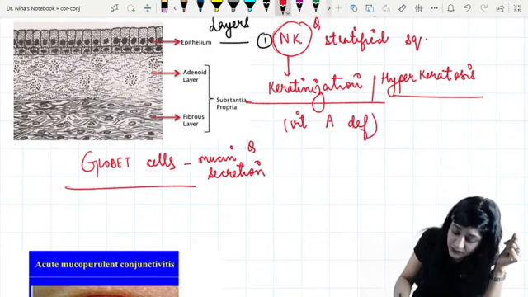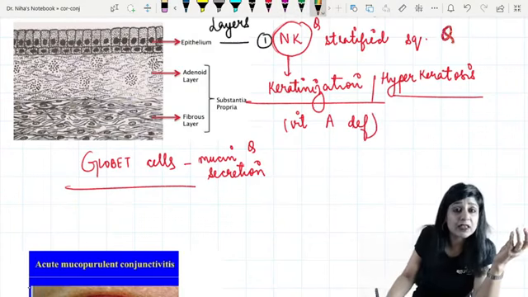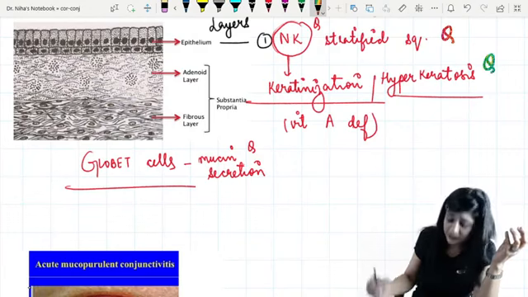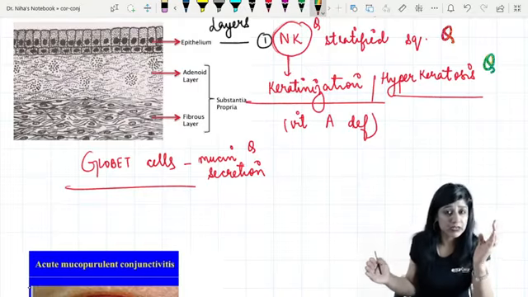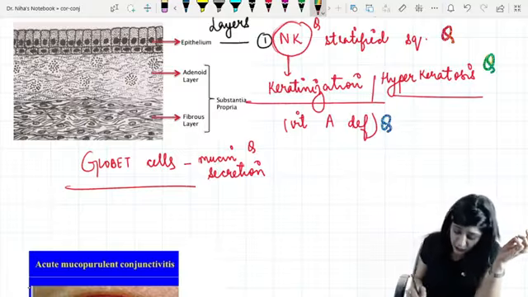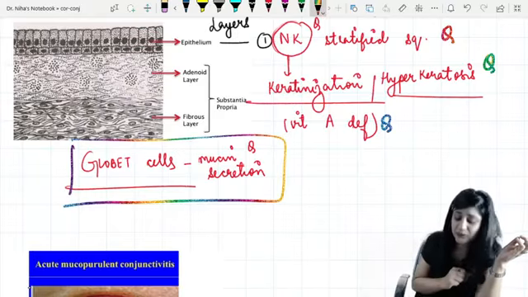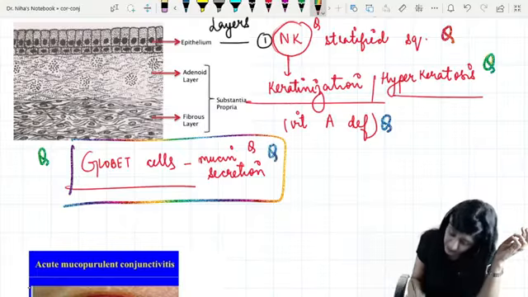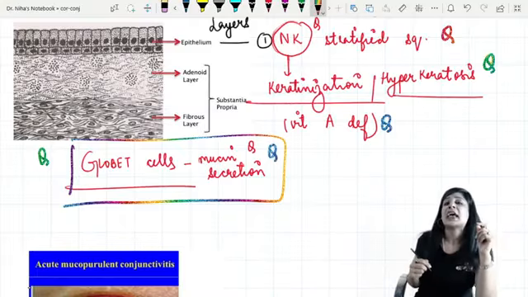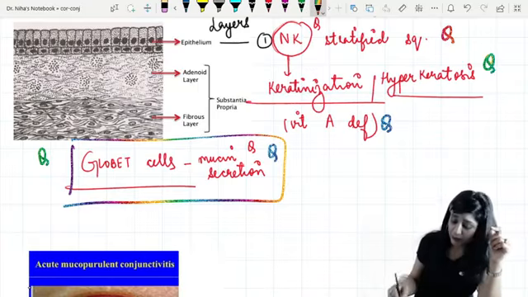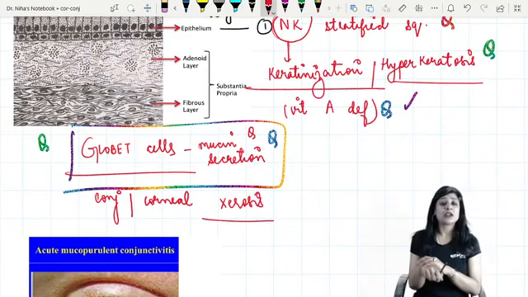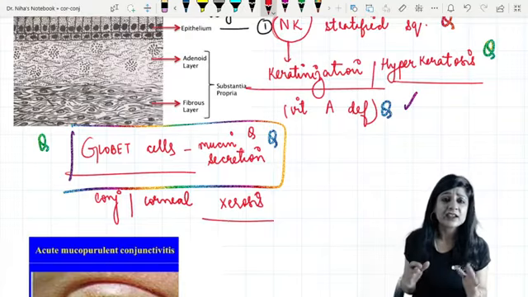So there are a lot of questions that can come here. First is the type of epithelium, then the change of epithelium from non-keratinized to keratinized, which is called hyperkeratosis. Where does it take place? In vitamin A deficiency. Why? Whenever we have a problem with the goblet cells, or vitamin A deficiency, we will have conjunctival as well as corneal xerosis. Xerosis means drying.